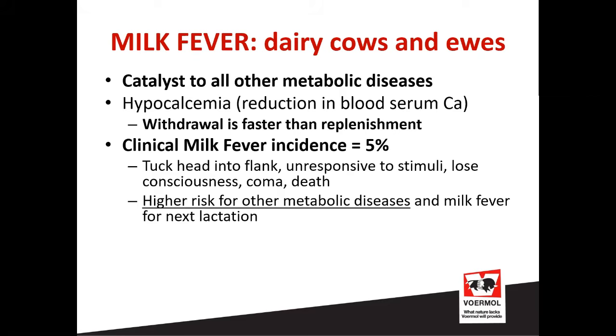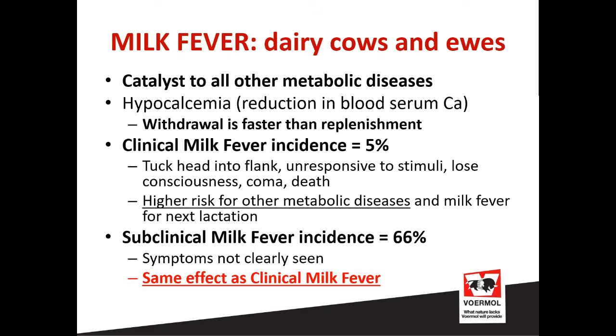Right, so you get two types of milk fever: clinical milk fever, and in any herd, the incidence there is usually about 5%. And then you get a second kind of milk fever, which is called subclinical milk fever, and usually two-thirds of the herd has subclinical milk fever. The main difference between the two is there are clinical signs in clinical milk fever, and there are no symptoms in subclinical milk fever. But both of them have the same effect: the ewe will produce slightly less milk, which will affect the growth of our lambs.